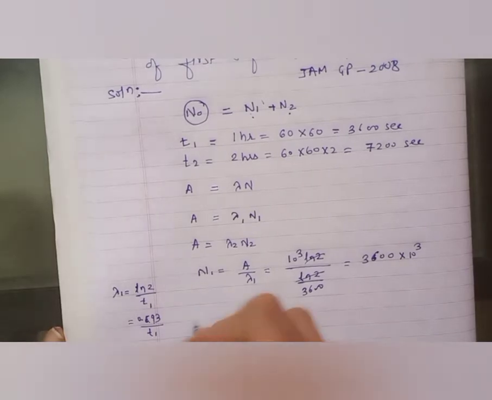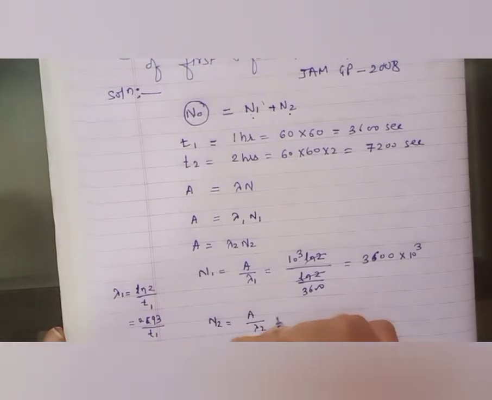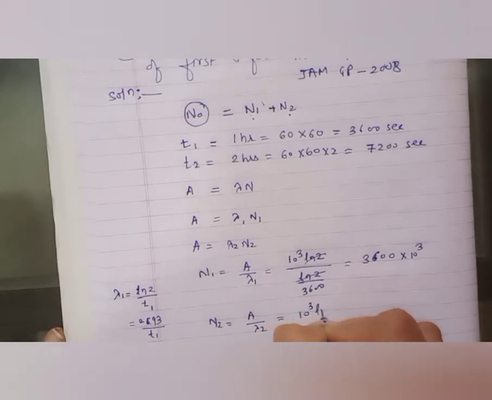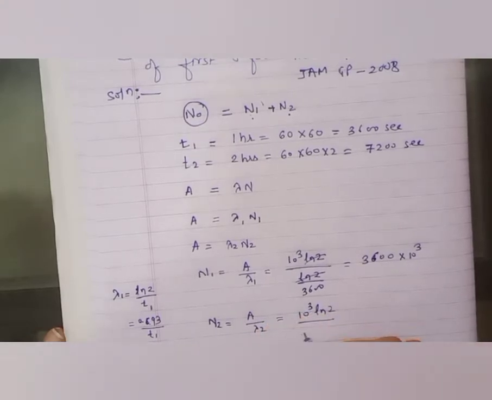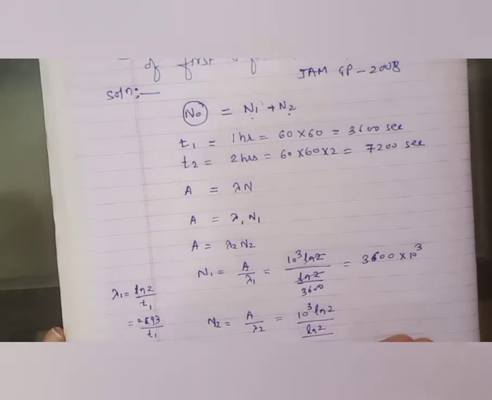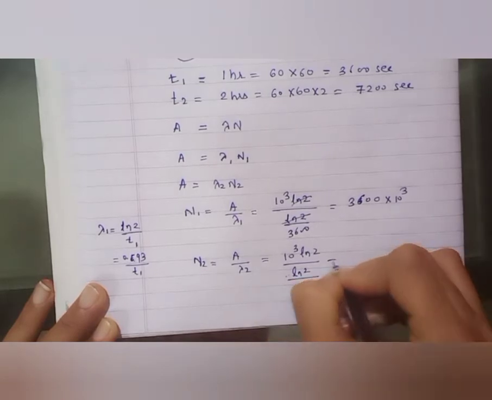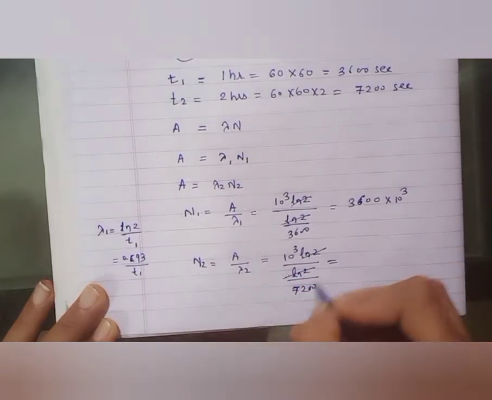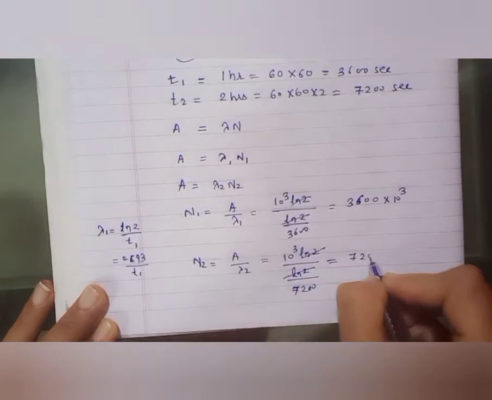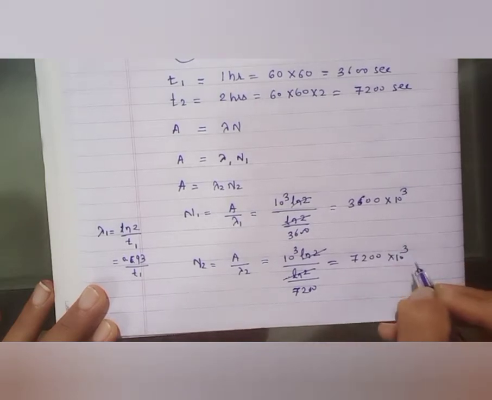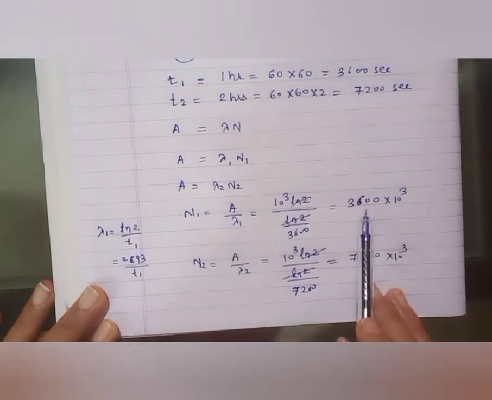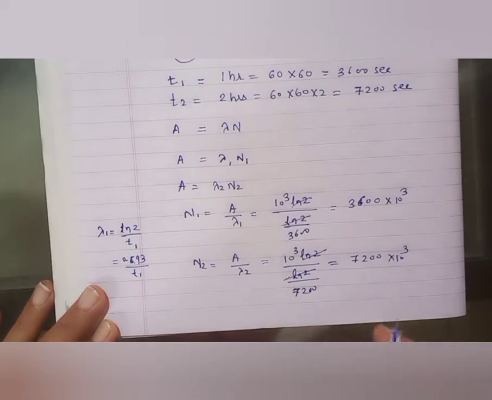Similarly, we will find out for the second. So N2 is equal to A by lambda 2. The activity is the same, 10 raised to 3 log 2. Lambda 2 is log 2 upon its half-life period, which is 7200. So if we calculate this, log 2 will get cancelled. This will go up. So we will get 7200 into 10 raised to 3. So N1 we got this, N2 we got this. What do we have to find out?